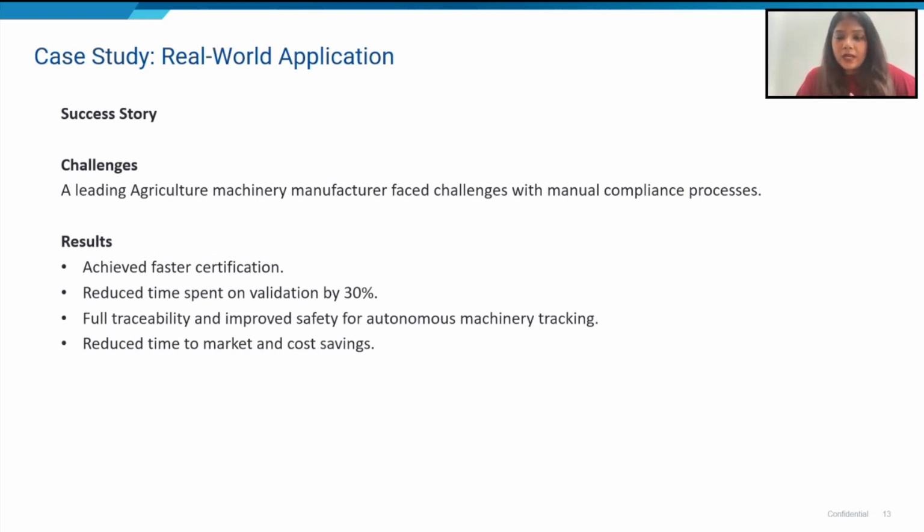After implementing our agriculture solution, the customer saw a 30% reduction in the time spent on verification and validation. They achieved faster compliance with ISO 25119, enabling them to bring their products to market much more quickly, and improve safety across their automated systems, especially for their harvesters and tractors. So this shows how the right tools can significantly ease the compliance burden while improving your safety and efficiency.